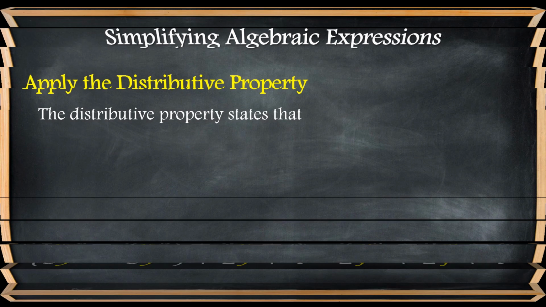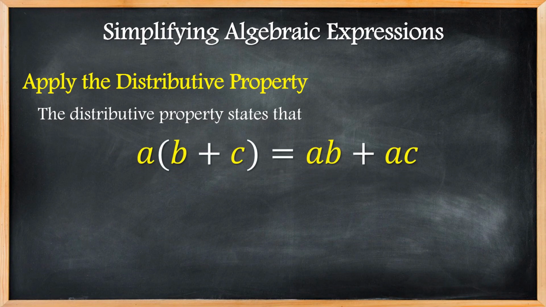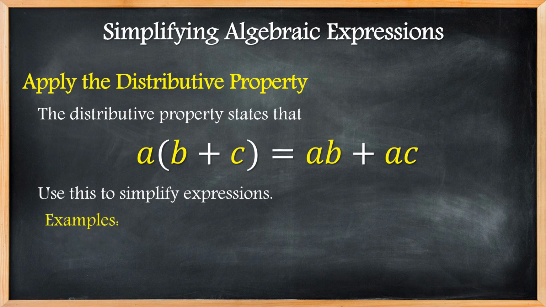The distributive property states that when you multiply a number by a sum or difference, you distribute the multiplication to each term inside the parentheses. The general formula is a times the sum of b and c equals a times b plus a times c. Let's see this in action. Take a look at our first example. 3 times the sum of x and 4.